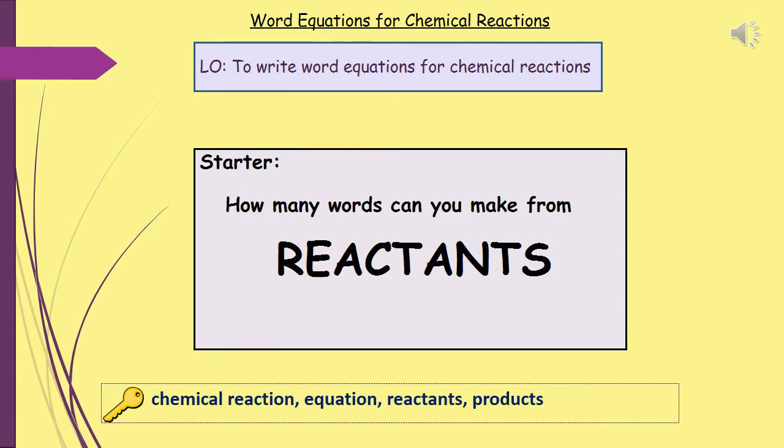So write down your title, which is at the top there, Word Equations for Chemical Reactions. Write down the date and underline both. Keep it neat, keep it lovely. Your learning objective today is you're going to learn how to write word equations for chemical reactions. Your keywords are there at the bottom: chemical reaction, equation, reactants and products.